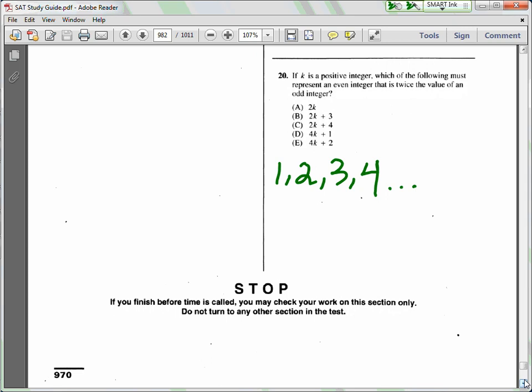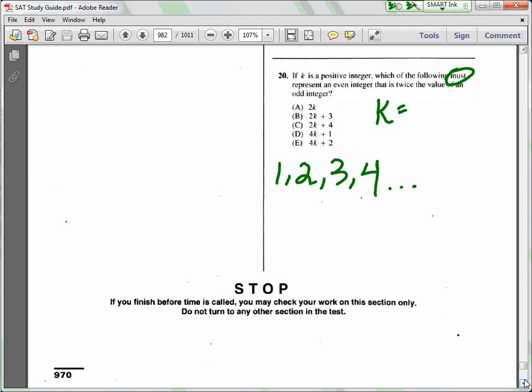Just a whole number. Which of the following must represent an even integer that is twice the value of an odd integer? Okay. So what I would do for this, for must questions, I would pick actual values for k, the positive integer. And I would say test at least 2, and you want these two options to differ in some significant manner.